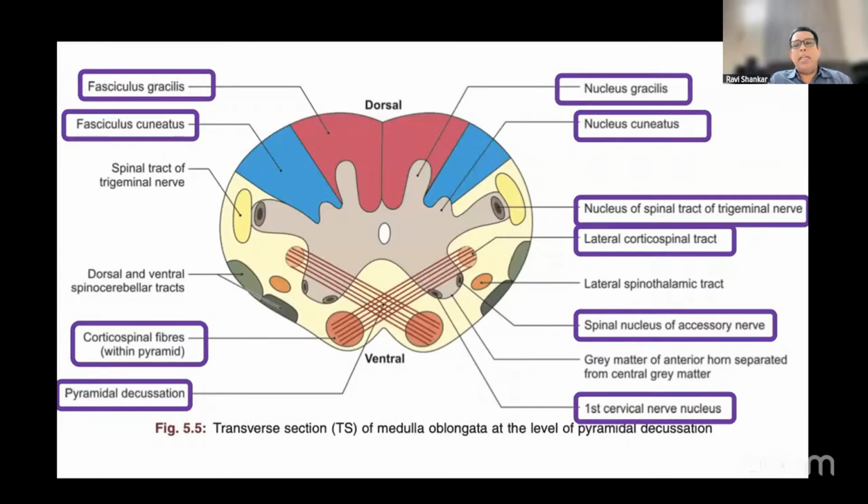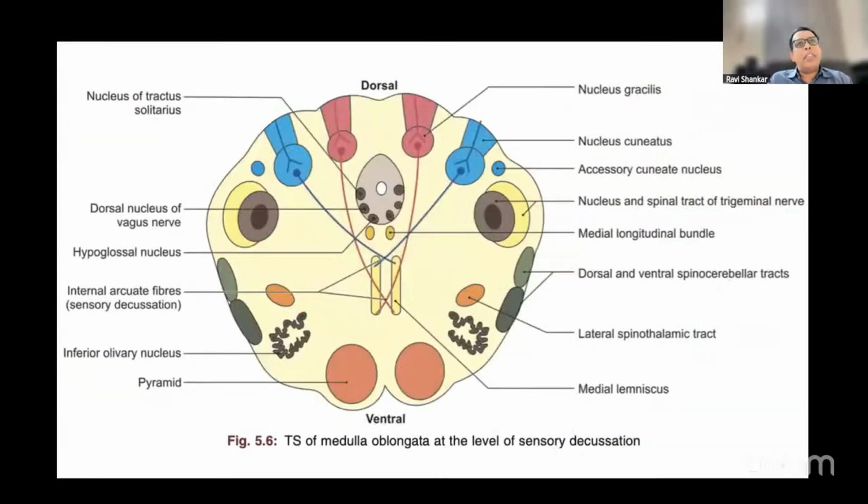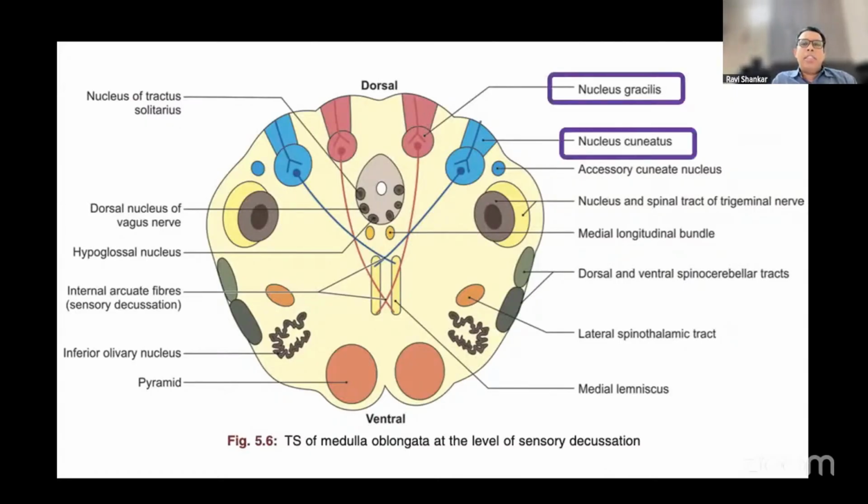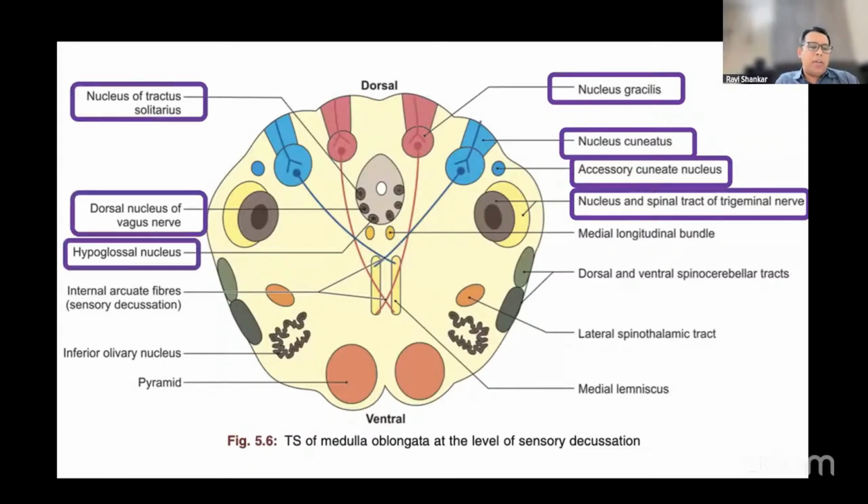So coming to the next level that we study the medulla upon, it is the level of the sensory decussation. At this level, the gray matter is nucleus gracilis and nucleus cuneatus, which are much larger and separate from central gray matter. Fasciculus gracilis and cuneatus end in these nuclei. Lateral to cuneate nuclei is the accessory cuneate nuclei, which relay unconscious proprioceptive fibers from the upper limb. The nucleus or spinal tract of the fifth nerve is also separate from central gray matter at this level.